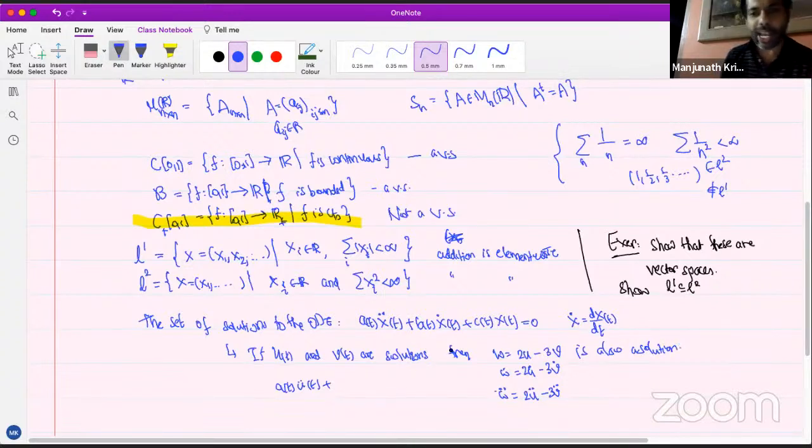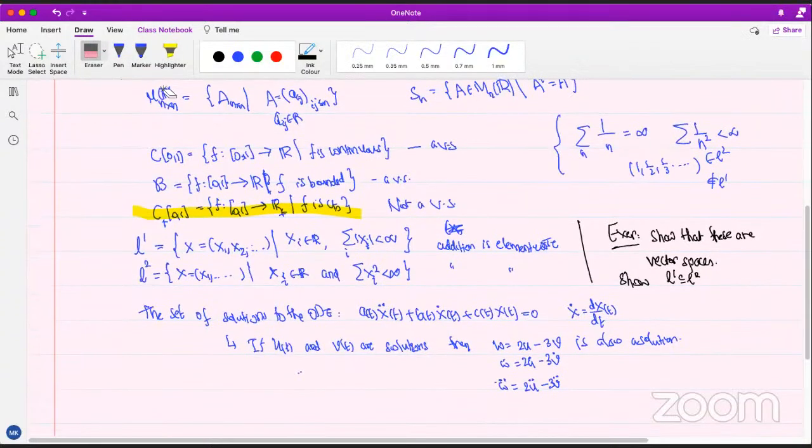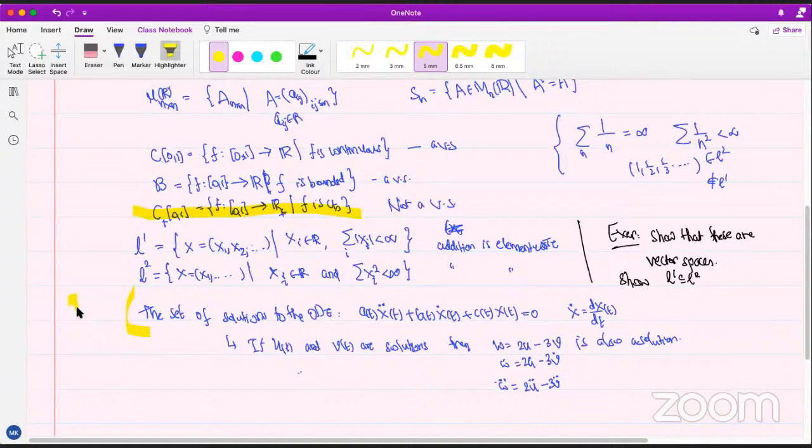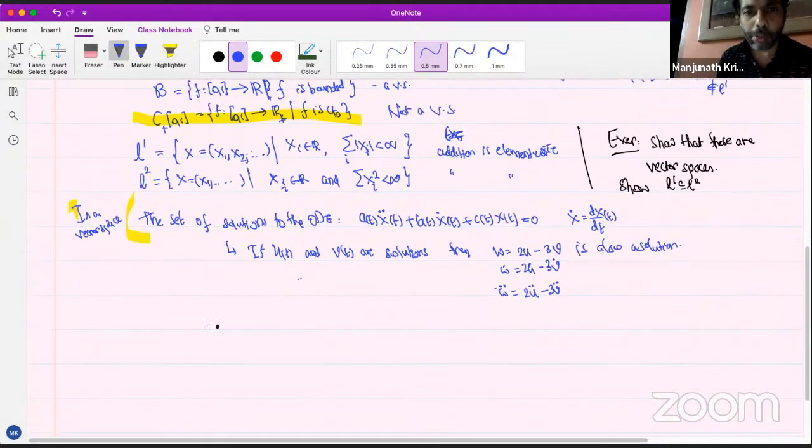In general, I just wrote 2 and 3, but you can see that it works for any scalar multiples. So the set of solutions to this ODE forms a vector space, right? Only the homogeneous problem. Well, I'll come to that, but this is a vector space. So also 2 times u, it will be fine, right?